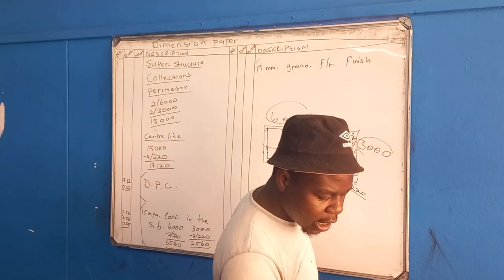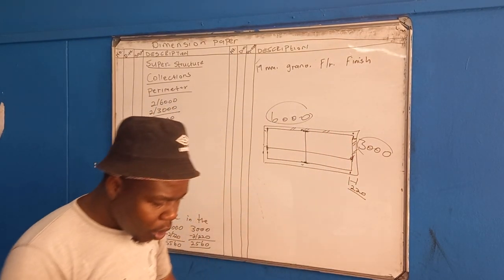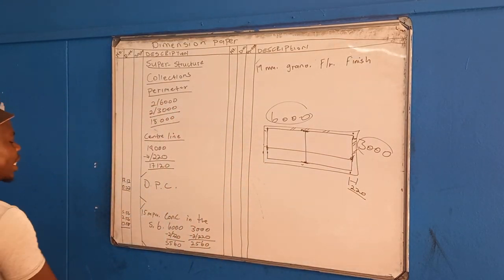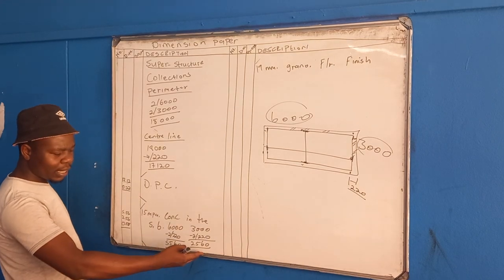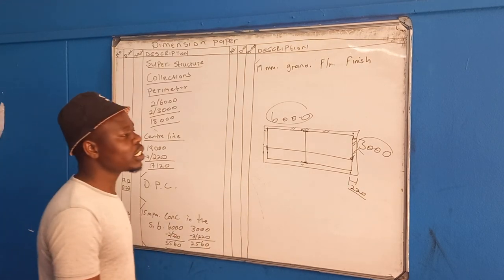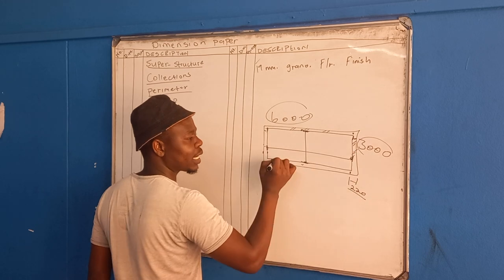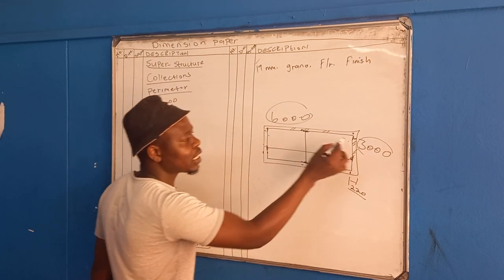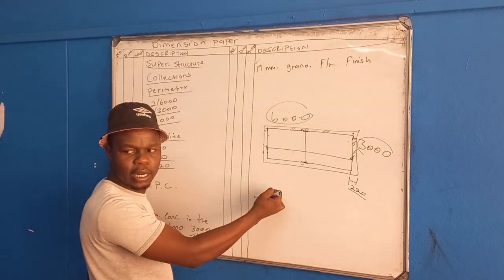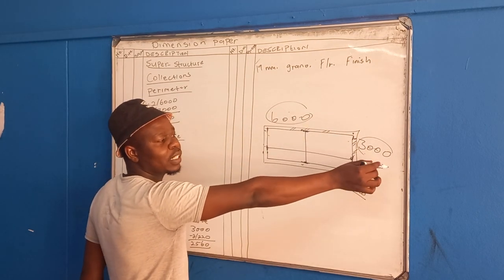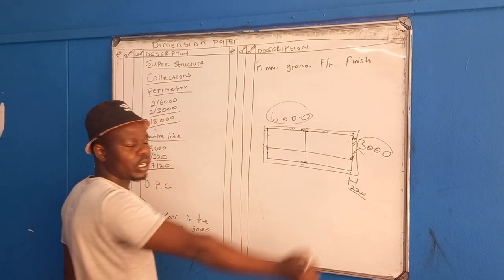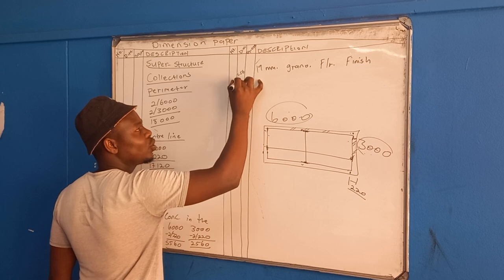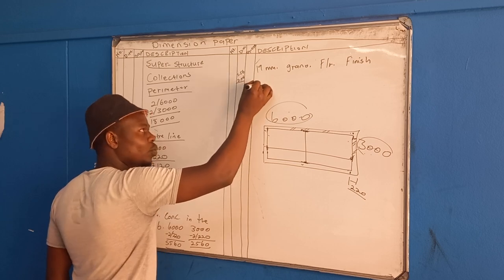Our floor finish is measured in what? Meter square, which is length times breadth. And then the length of our floor finish would be the same as this one, and then the breadth, this one. Because the floor finish is just going to be the internal part. You know the length is going to be 5,560, which is 6,000 minus 2 of 220, and then the breadth is going to be 2,560, which is 3,000 minus 2 of 220. So here we're going to have 5.56 and then 2.56. Then we close. Any question?